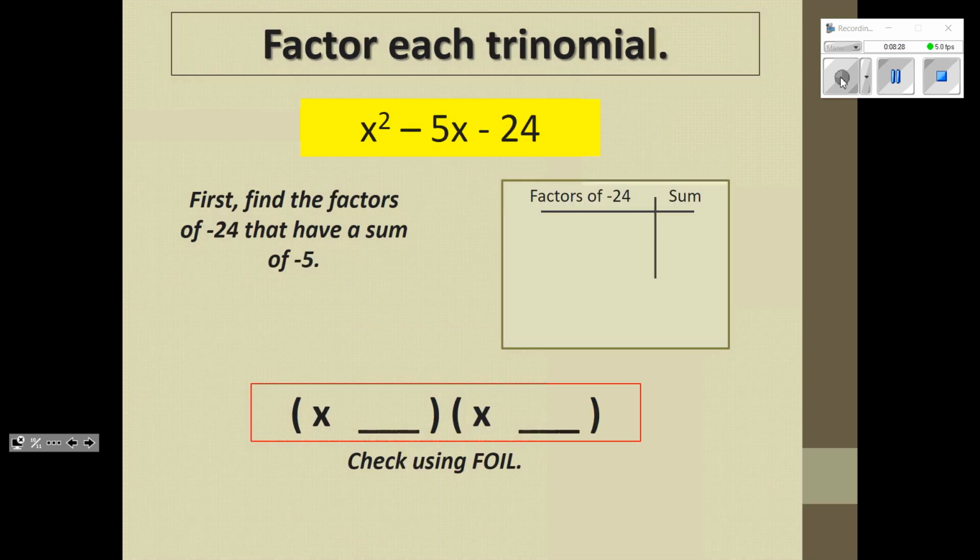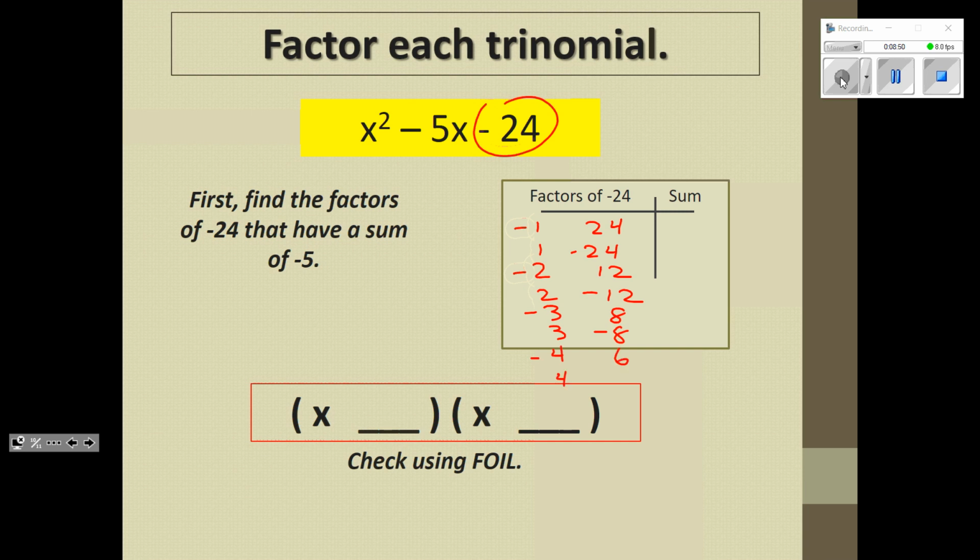This time we want it to result in a negative 24 when we multiply. It's a negative number, so one of the numbers is going to have to be negative. It could be the 1 or it could be the 24. We could do the same thing with 2 and 12, with 3 and 8, and with 4 and 6.